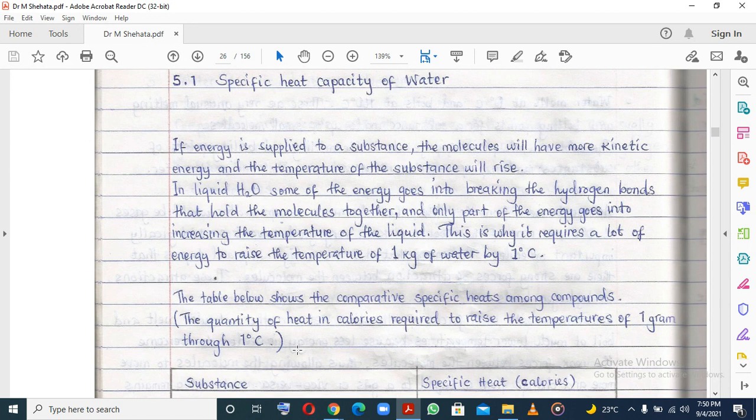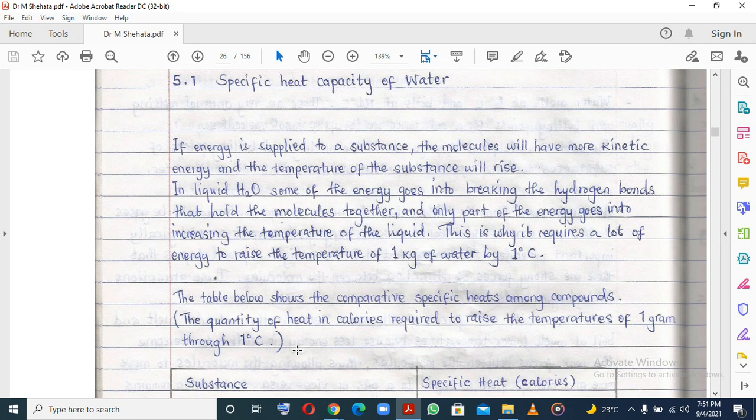So remember, the hydrogen bonds are holding the water molecules together. So part of the energy goes into what? Into breaking the bonds, and only part of the energy goes into what? Into increasing the kinetic energy and therefore raising the temperature. Therefore, it's going to require a lot of energy to raise the temperature of 1 kg of water by 1 degree Celsius, which is what? A high specific heat capacity.